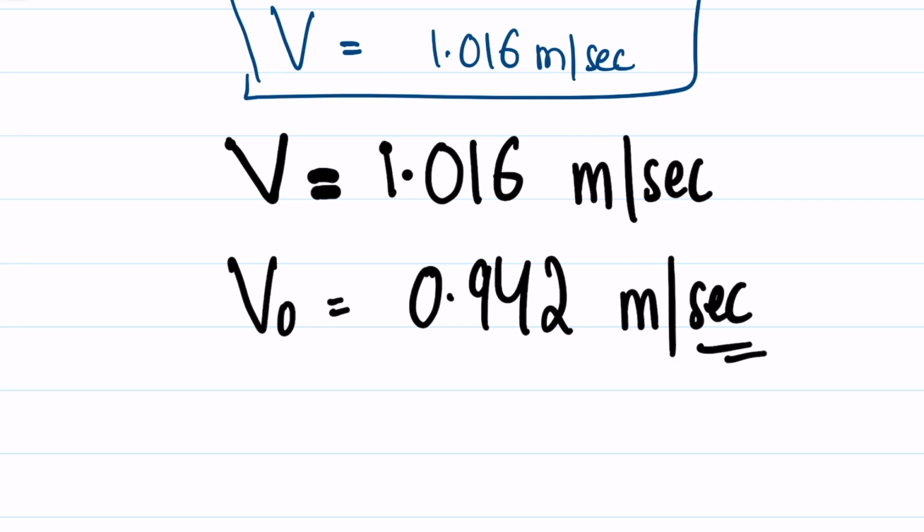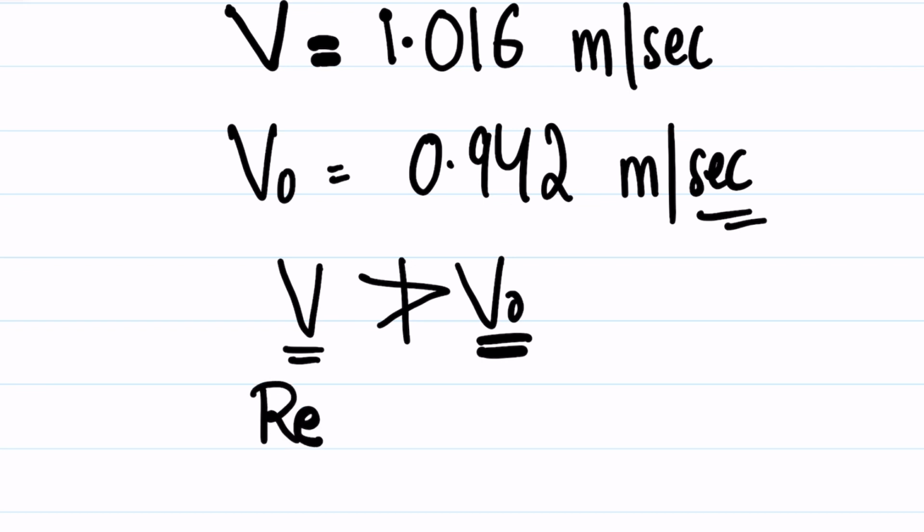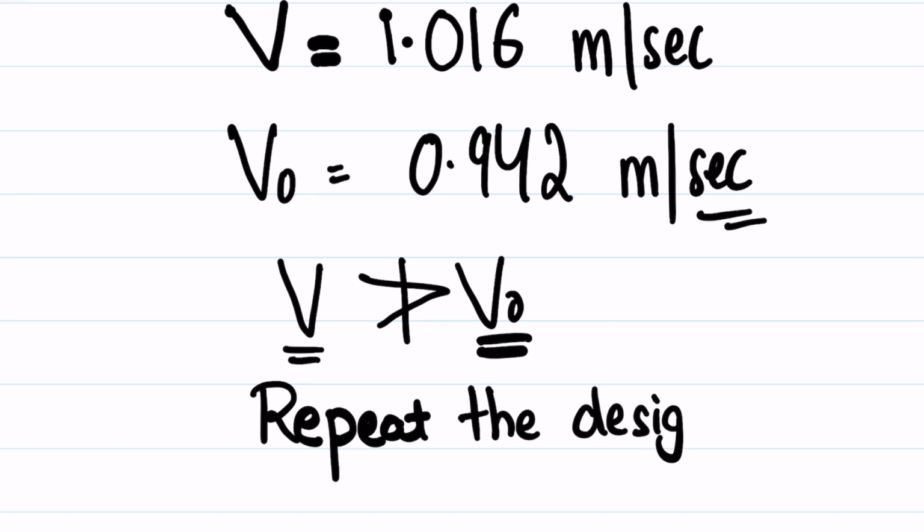Now definitely our V is not equal to V naught. Our V, the actual velocity, is not equal to our critical velocity that we have got by considering a trial depth. Hence, we have no option but to repeat the design steps.